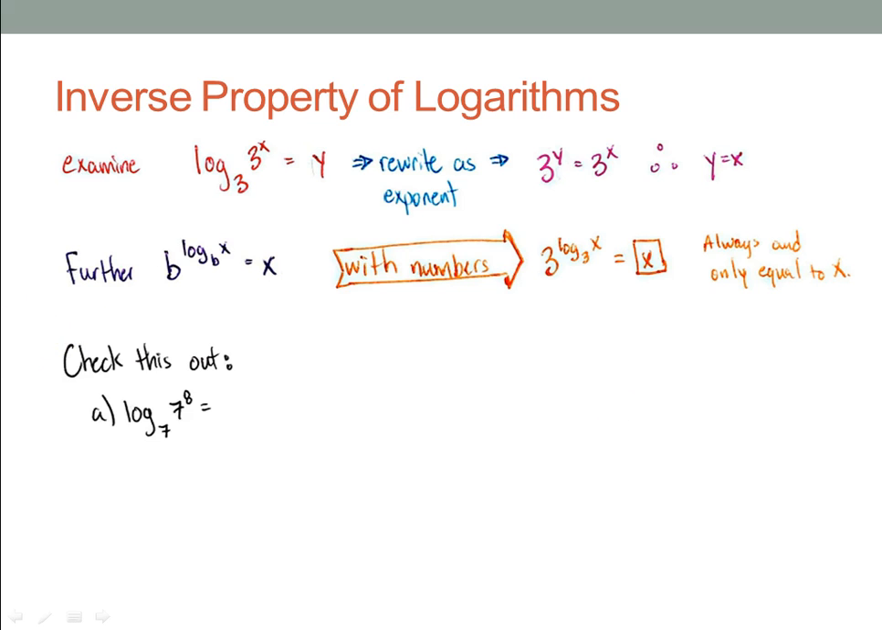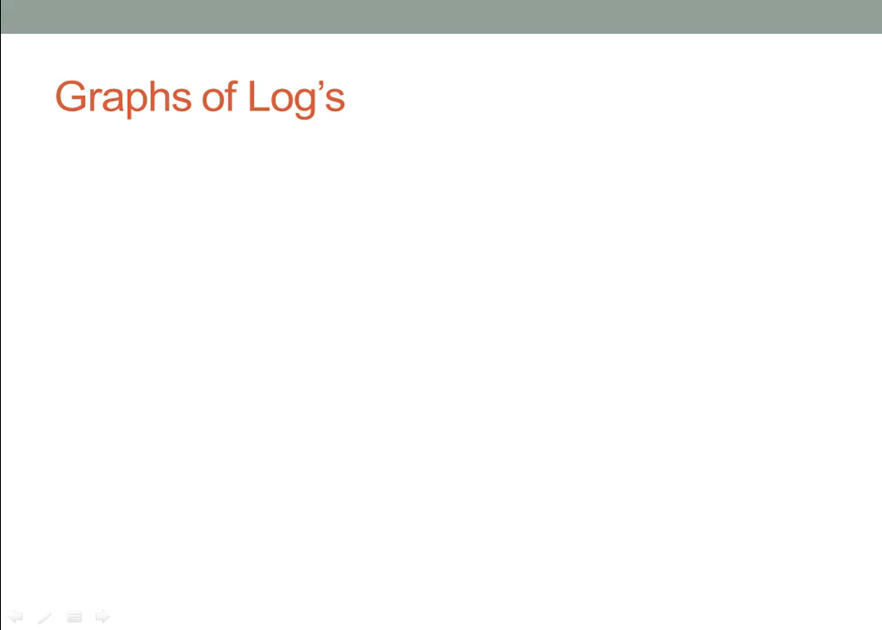So let's check this out. The log base 7 of 7 to the 8th must equal, if you're screaming at your TV screen or your computer screen, 8, you are absolutely correct. So the 5 to the log base 5 of 17, and again, this is what we were talking about here. If you're screaming at your screen, 17, you are correct.